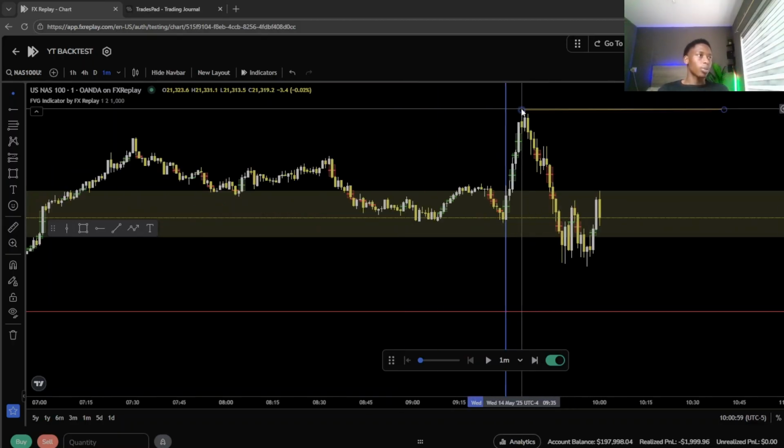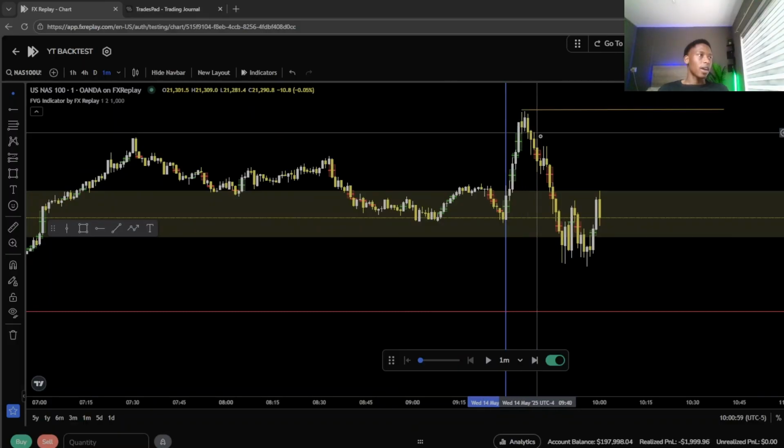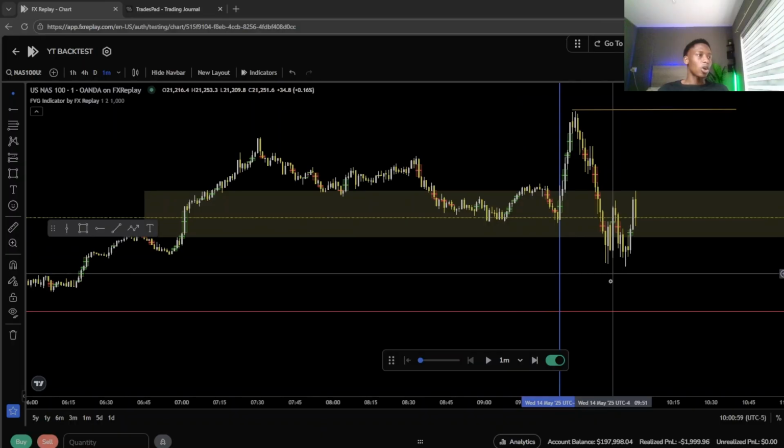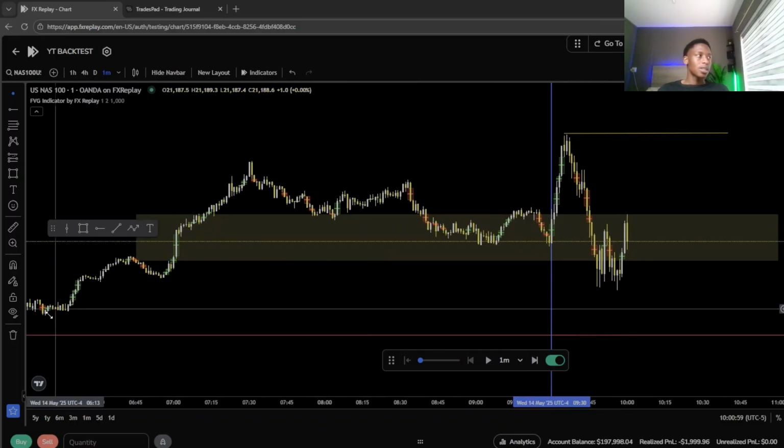Price did push up all the way to the top. I only trade after 9:35. So at 9:35 price just continued to sell off to the downside, right? There wasn't any clear selling opportunity as well. It is what it is. We'll jump over to the next day.